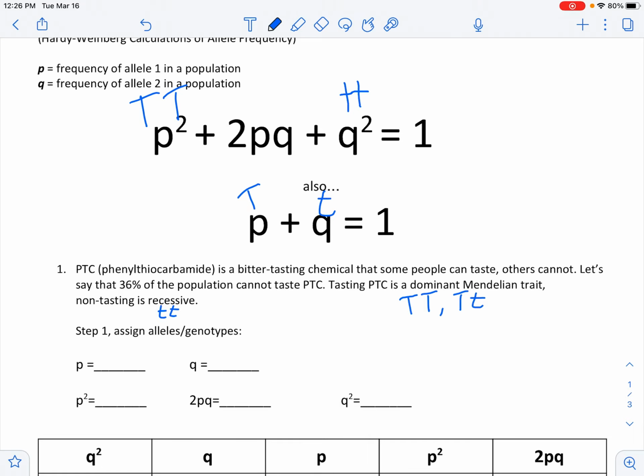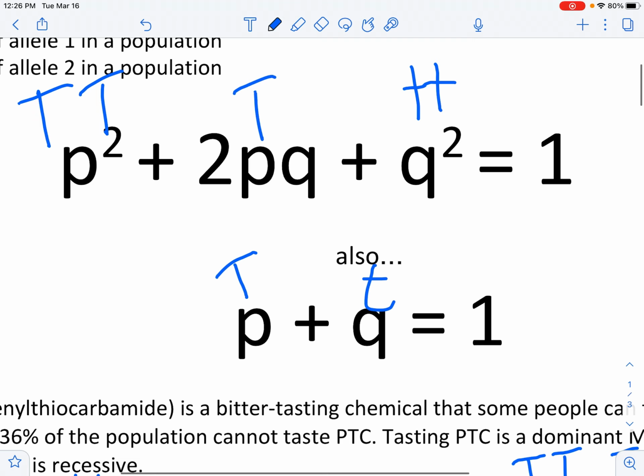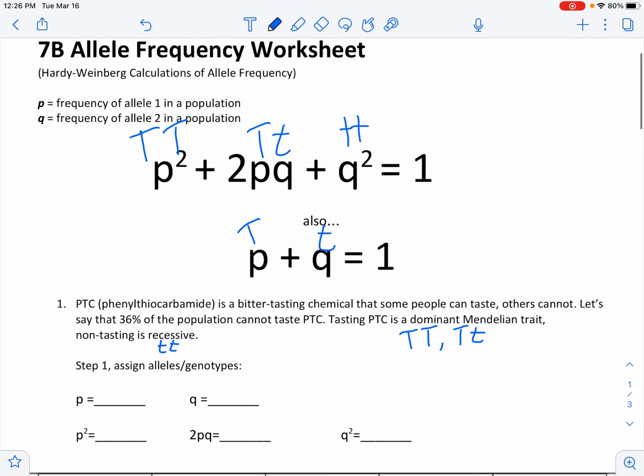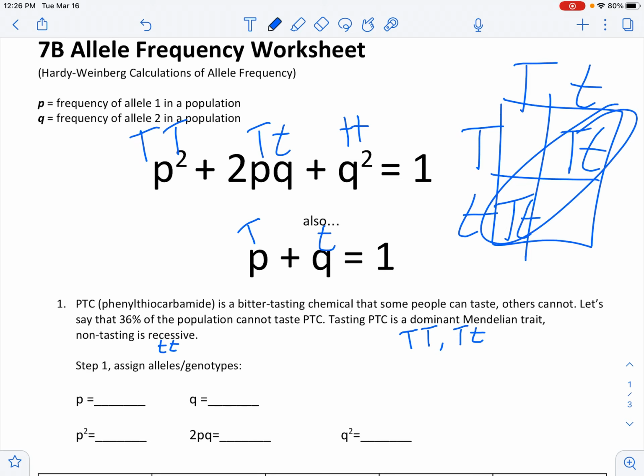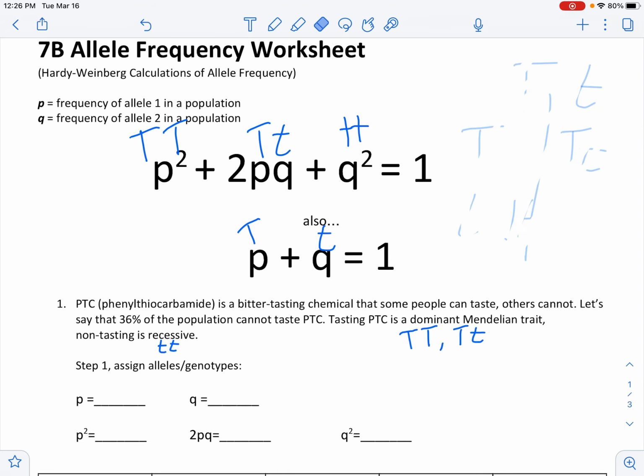This one right here is the heterozygous version of the genotype. PQ would be uppercase T, lowercase t. And the reason it's 2pq is that if you did this cross here, two of the offspring would be that heterozygous genotype. That's why the number 2 is on there.